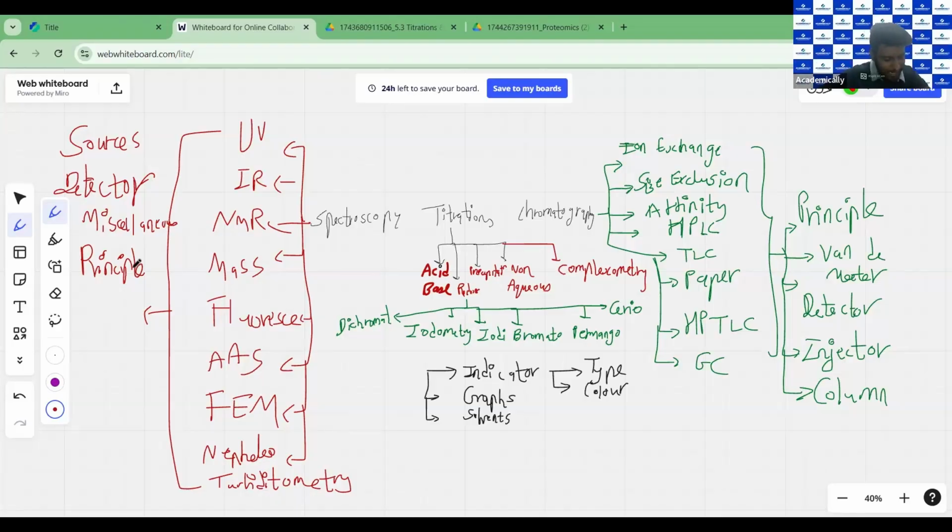So that we cannot leave. We cannot leave that part. So sources, detectors, principles, certain miscellaneous points. These are the 4 domains from which in spectroscopy you can expect questions. In spectroscopy, you can expect questions from these 4. But in fluorescence, you can expect from Jablonski's diagram. Correct? Monochromators, grating, prisms, all of those.